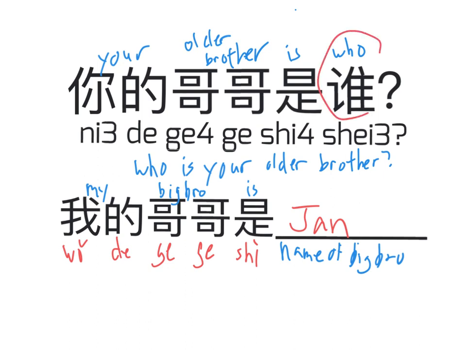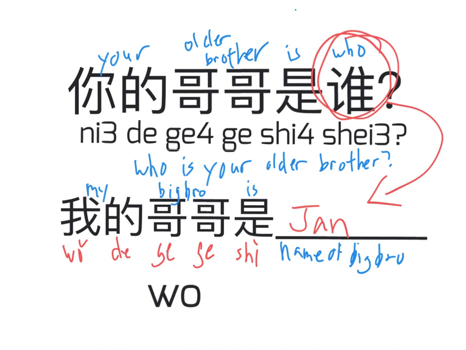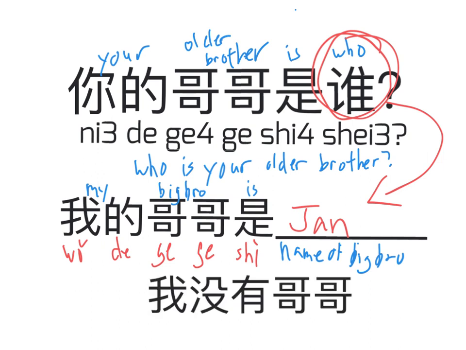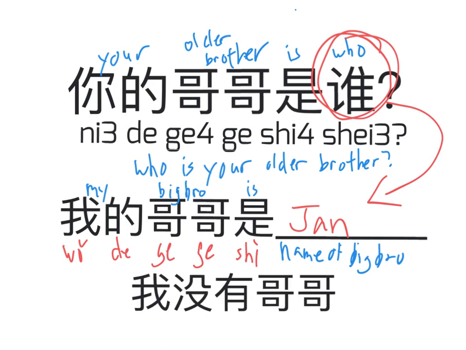Again, for 谁, the answer should be the name of a person. 我的哥哥是 Jan. Now, if you don't have a brother, how would you answer it? The same as the earlier example, but remember you have to change the verb to 没有, so it would look like this: 我没有哥哥. This means I don't have a brother. The same thing as earlier, but we just changed the verb and used 哥哥.